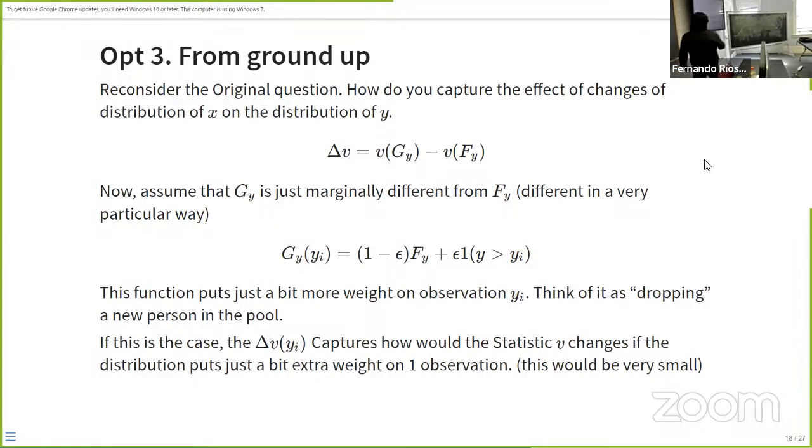So if I now apply this over here, what exactly is this delta V going to measure? It's going to measure how my statistic of interest is going to change because of this additional person. Now, you might think that this change is going to be extremely small. Imagine a population of a million individuals, if I drop only one person, the change on the overall distribution, there is going to be a change, but it's going to be minimal.